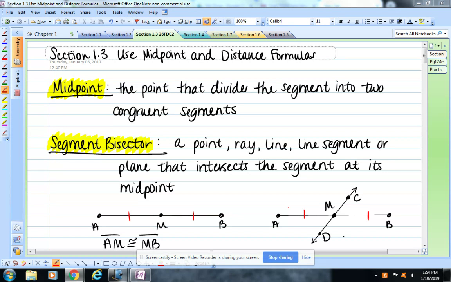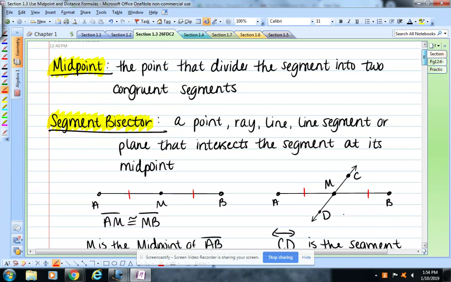So a segment bisector is going to cut through the midpoint. Okay? A bisector can be a line, it can be a ray, it can be anything that goes through the midpoint of a segment. All right? So here's some figures.